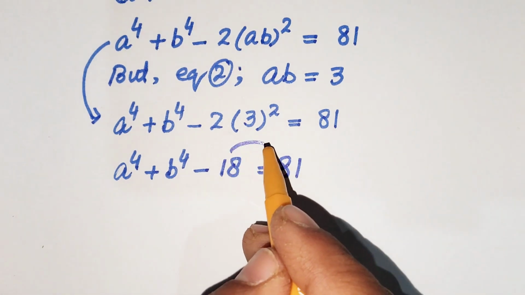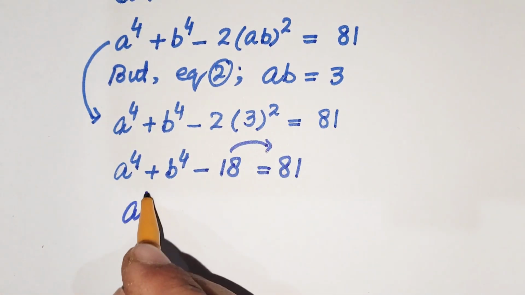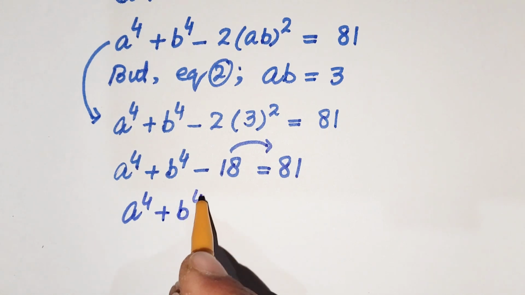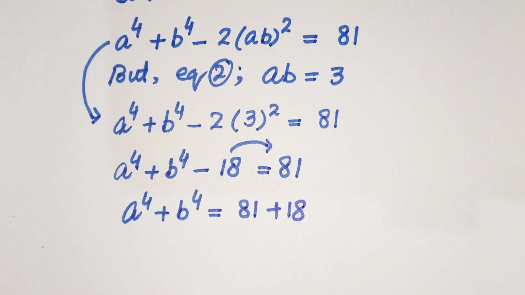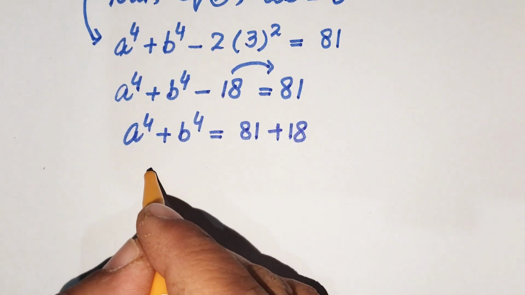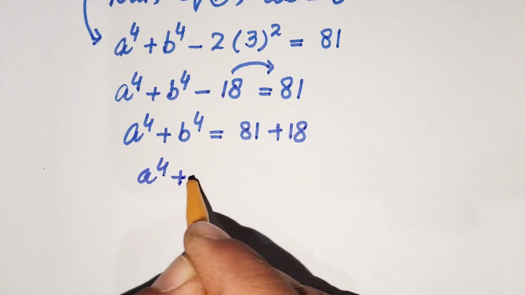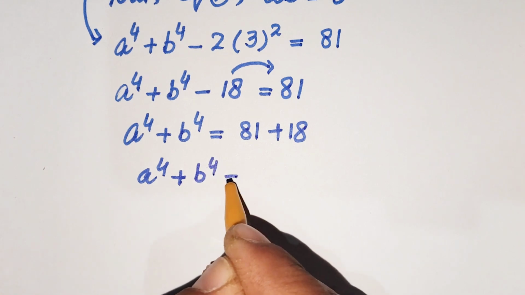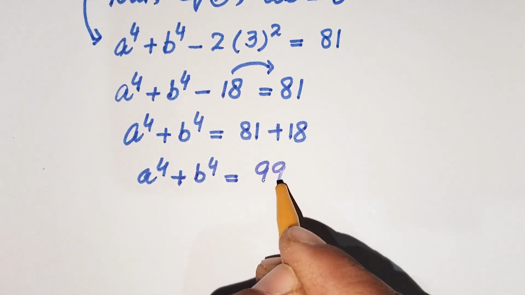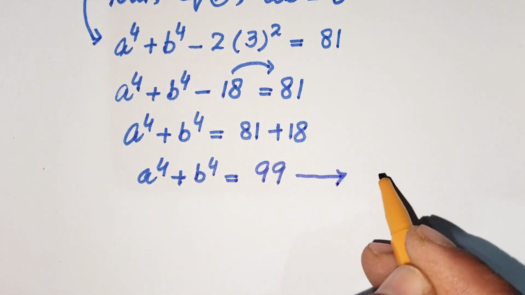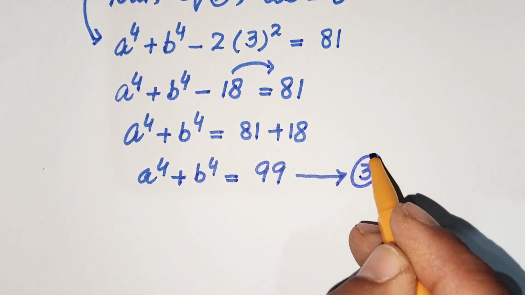Now shifting this minus 18 to the other side, we get a raised to the power 4 plus b raised to the power 4 is equal to 81 plus 18. So we get the value of a raised to the power 4 plus b raised to the power 4 is equal to 81 plus 18, that is 99. Let's say it is our equation number 3.